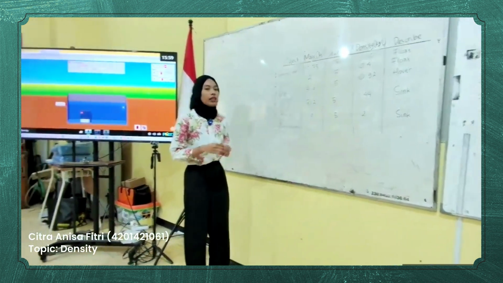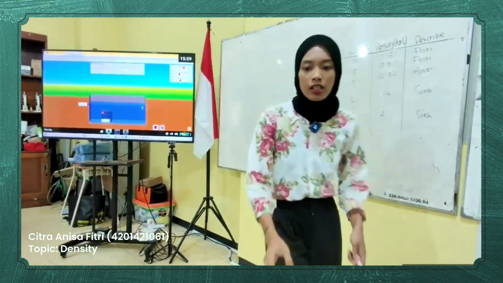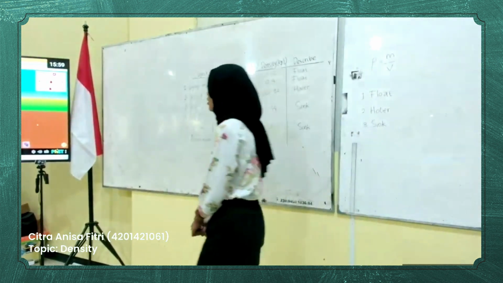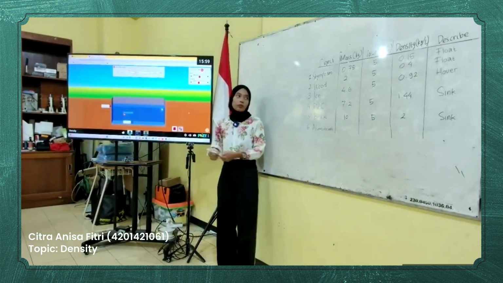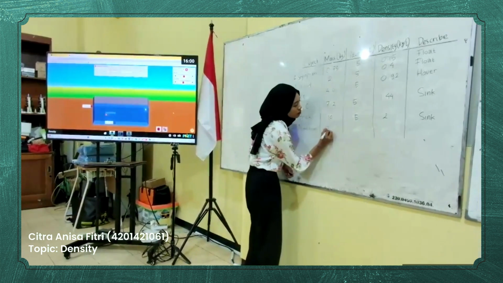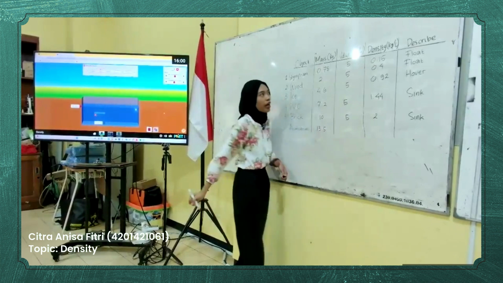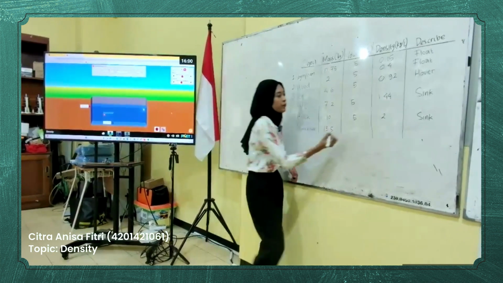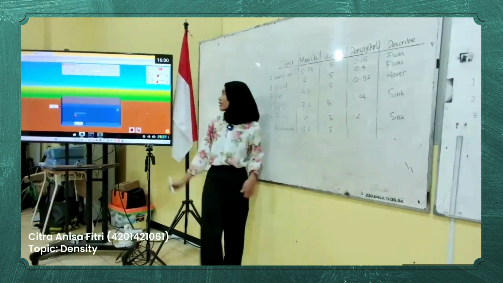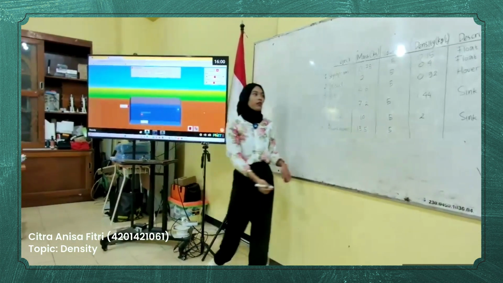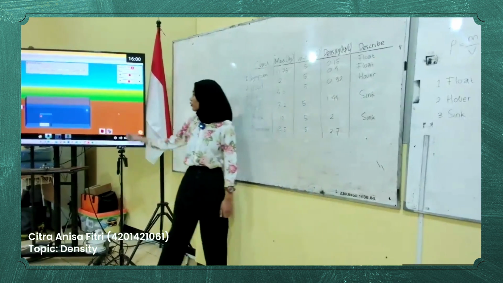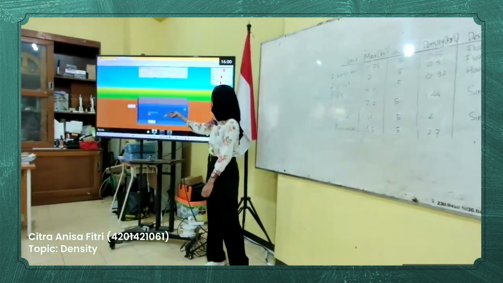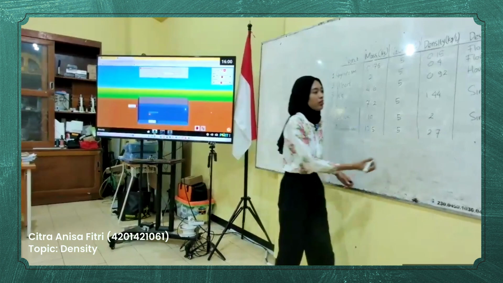Okay, now for the last simulation, we change the object type to aluminum. So the aluminum has a mass of 13.5 kilograms and the volume is still 5 liters. And we got the density is 2.7 kilograms per liter. We can see in here that the aluminum will be sinking.